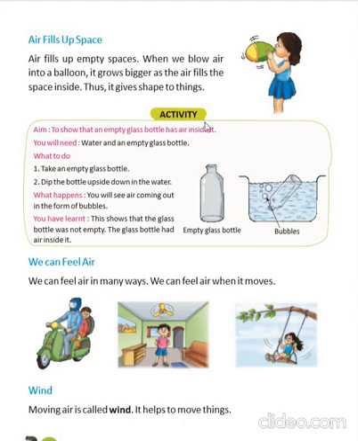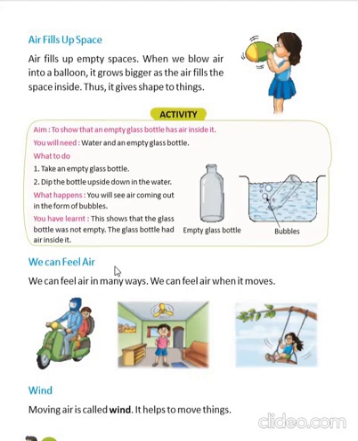Now come to this activity part. In this activity, what do we have to do? We have to take an empty glass bottle and some water in a container. You have to dip this bottle upside down in the water like this. What will you observe? That some bubbles will come out. What does it show? It shows that the glass bottle was not empty. It had air inside it. So by this activity we learn that air has some shape.